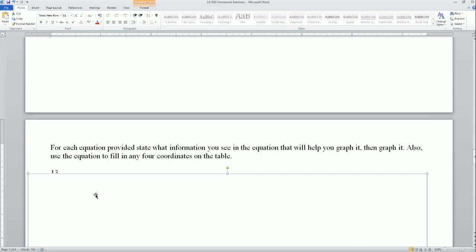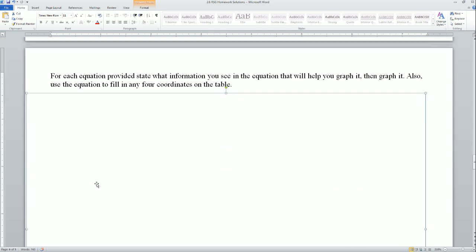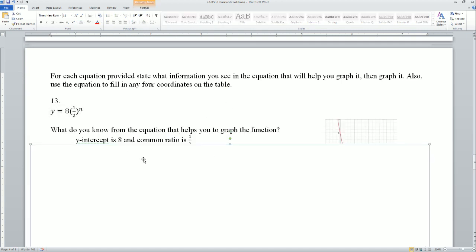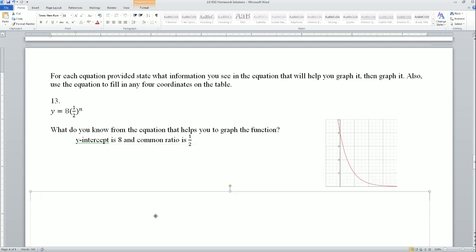We have 13 now. It says, for each equation provided, state what information you need to see in the equation that will help you graph it. Then graph it. Also use the equation to fill in any 4 coordinates on the table. Here's the equation, y equals 8 times 1/2 to the power n. I have it graphed. What I notice here is the y-intercept. I'm going to make that green. That is going to be 8, as well as the common ratio, which is going to be red, which is 1/2. That's how it looks when it is graphed. Those are the 2 pieces of information that the equation provides for me to help me graph.